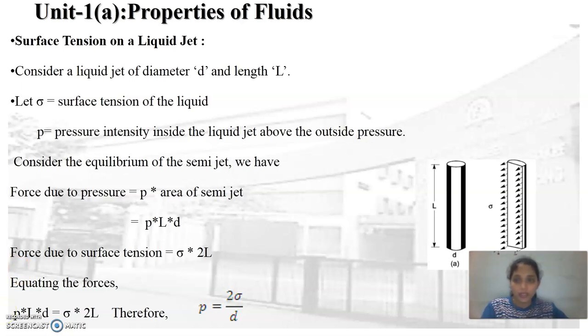First, the force due to pressure. Here we are multiplying the area of the semi-jet by the intensity of the pressure. The area of the semi-jet will be the diameter of the jet and the length, so L into D is the area of the semi-jet, multiplied by P. Next force is due to the surface tension. Here sigma is multiplied by 2L. Now these two forces we are equating to determine the relation for the intensity of the pressure, which is equal to 2 sigma upon D. From this relation we can also determine sigma. Sigma is equal to PD upon 2.